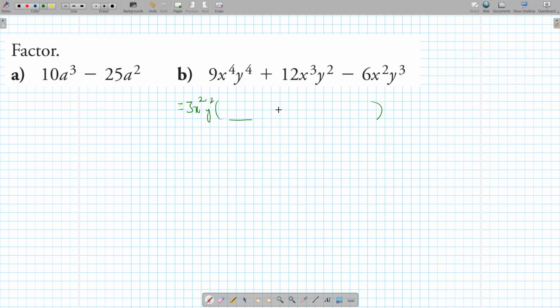So what goes here? 3x squared. Yeah. Any y's? y squared. Yes. What about the next term here?